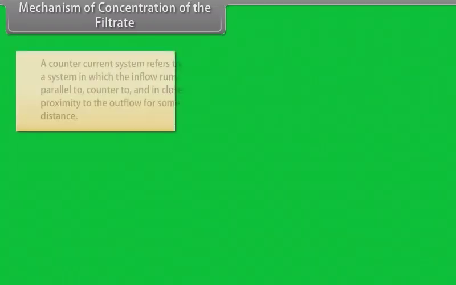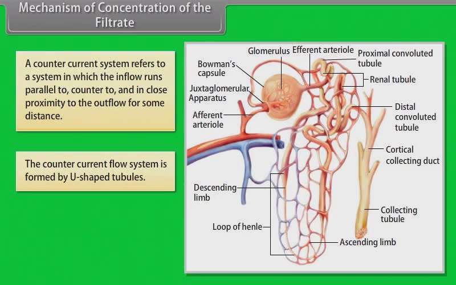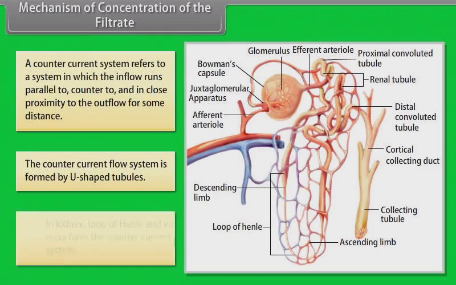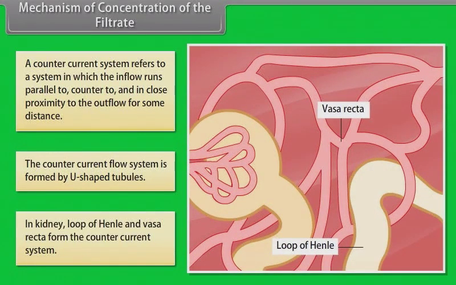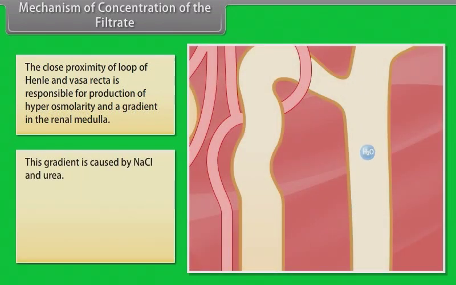Mechanism of concentration of the filtrate. A counter-current system refers to a system in which the inflow runs parallel to, counter to, and in close proximity to the outflow for some distance. The counter-current flow system is formed by U-shaped tubules. In the kidney, the loop of Henle and vasa recta form the counter-current system. The close proximity of the loop of Henle and vasa recta is responsible for production of hyperosmolarity and a gradient in the renal medulla. This gradient is caused by NaCl and urea.